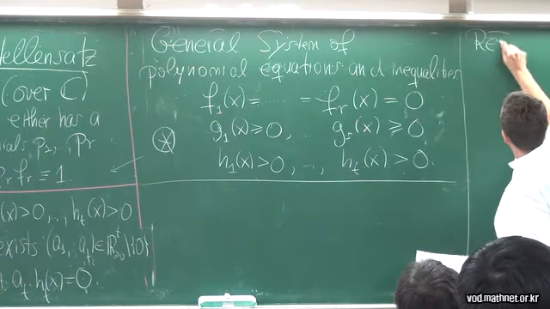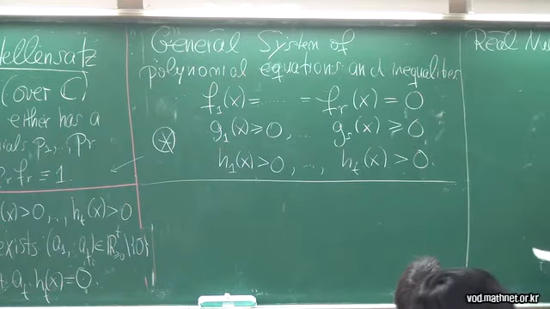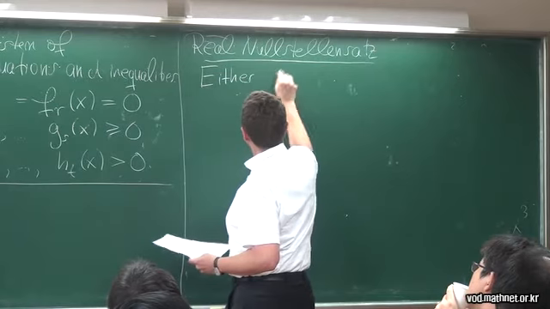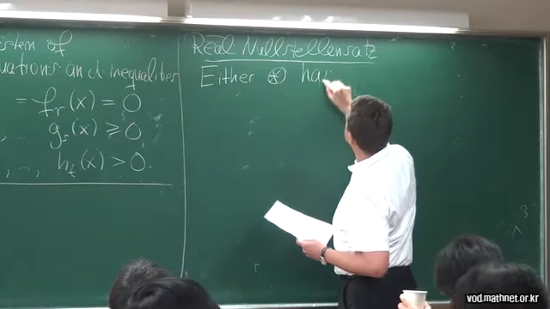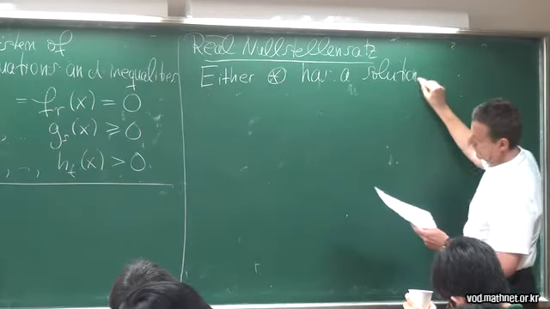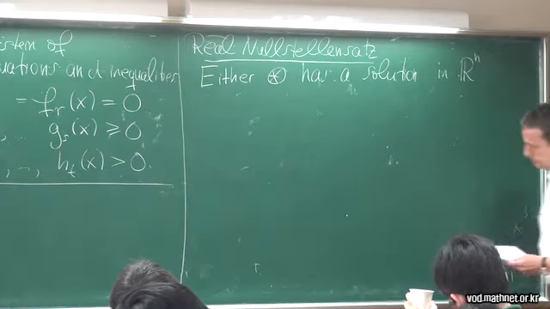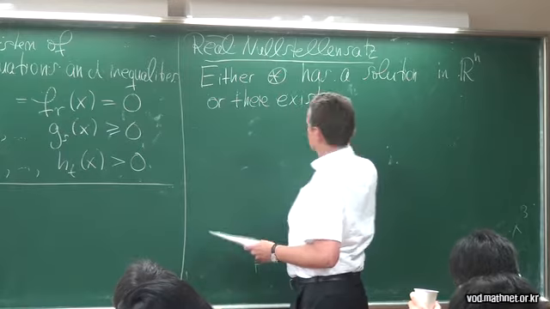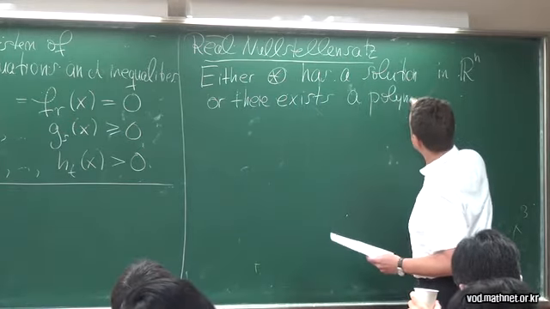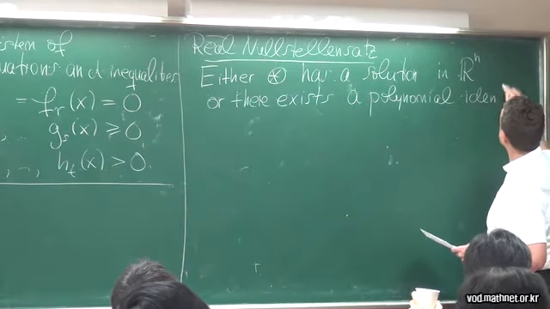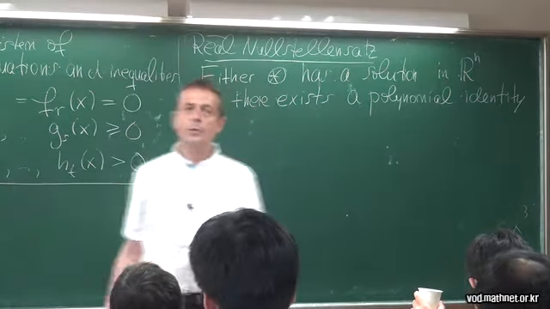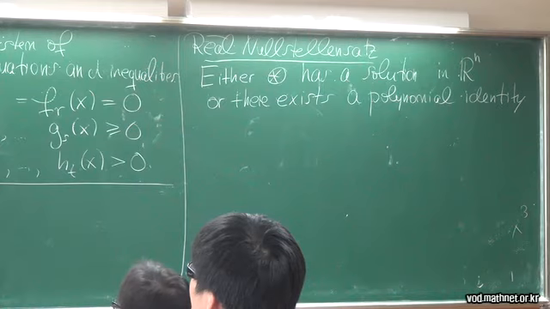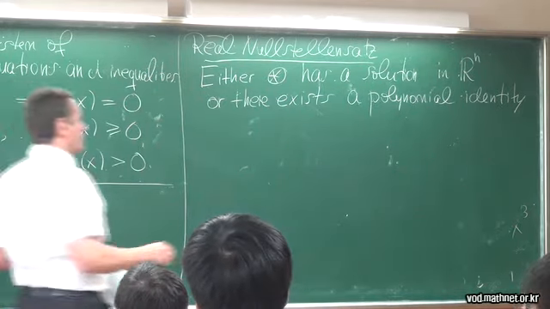So here's the real Nullstellensatz. So either our system star has a solution in R to the n, or there exists a witness, a polynomial identity that convinces you beyond any reasonable doubt, as they say in the TV drama, that there is no solution. And it goes like this. The identity has this form.